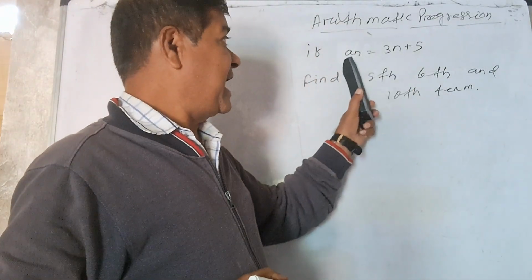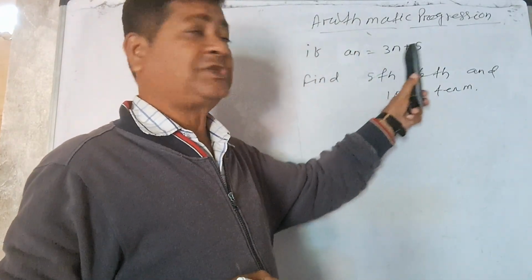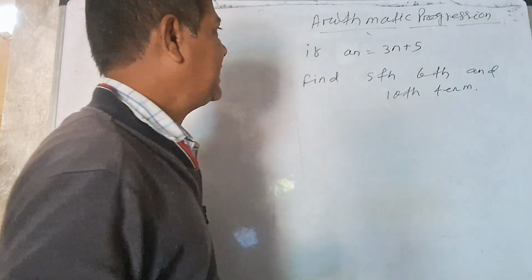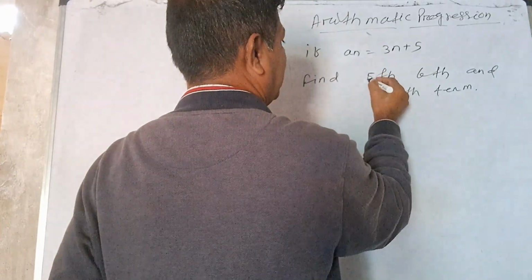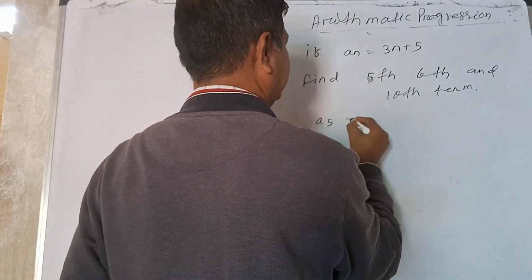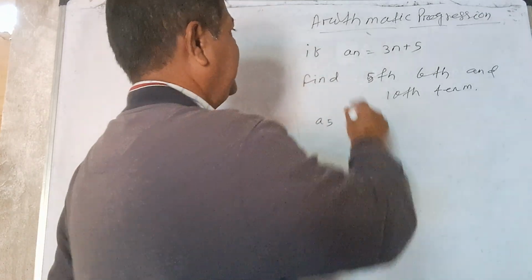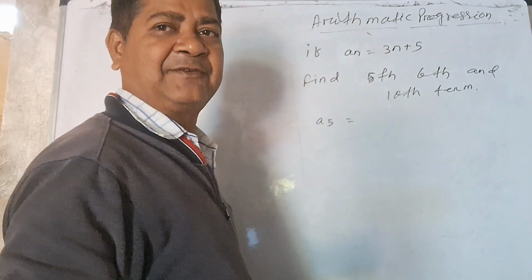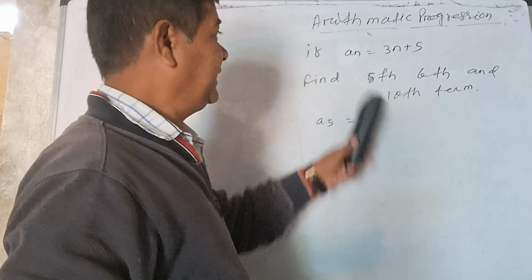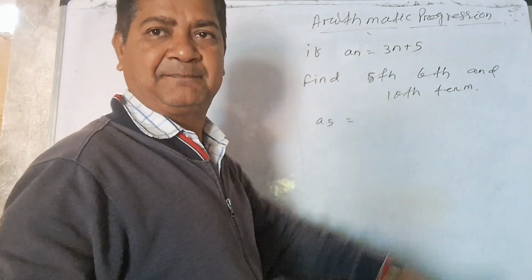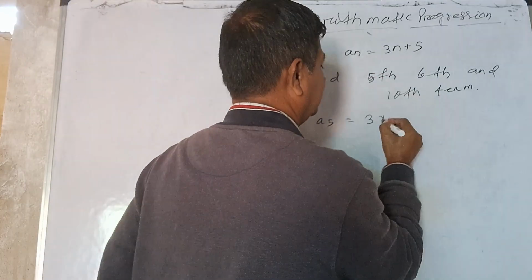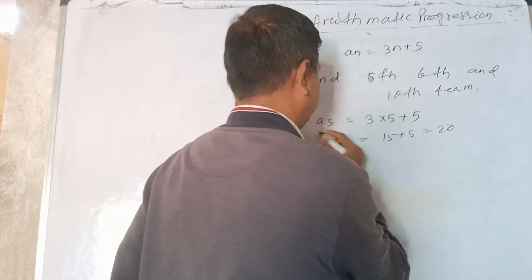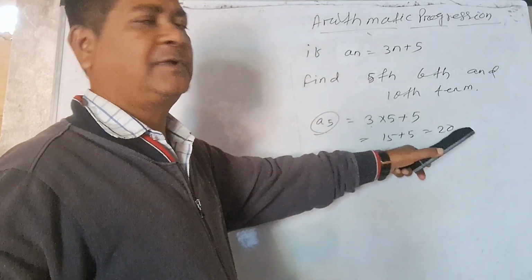Try to understand. An equal to 3n plus 5. The value of an is 3n plus 5. You need the 5th term, that is a5. Now a5 equal to, an equal to 3n plus 5. Then a5 equal to, what will be the answer? For a1, put n as 1, here it is 3 into 1 plus 5. Similarly a5 equal to 3 into 5 plus 5, that equals 15 plus 5, which is 20. That means the 5th term a5 equal to 20.